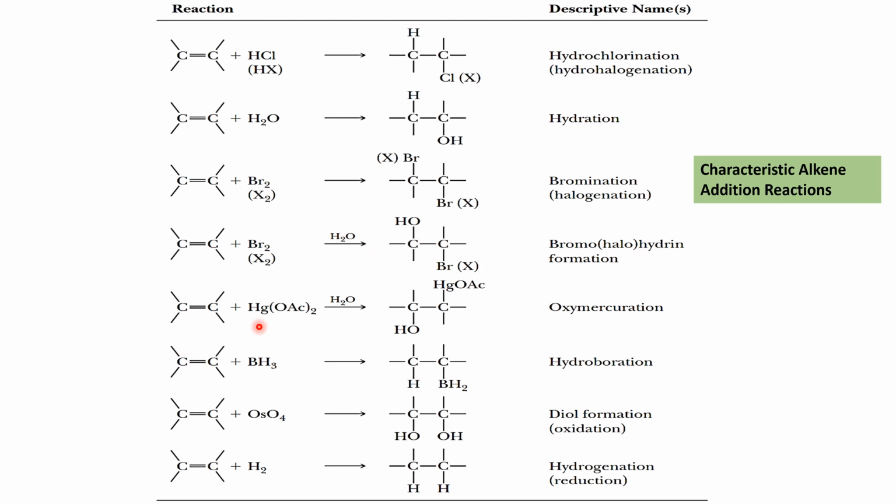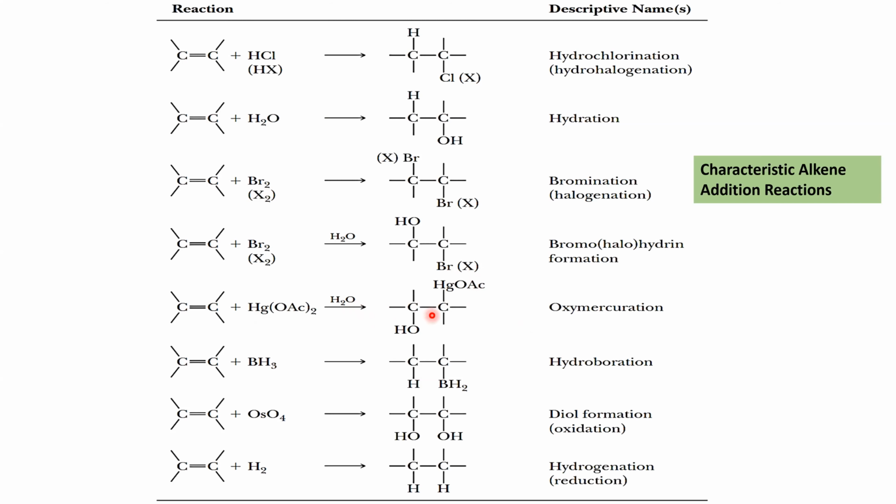Now the next one is oxymercuration, right? So in oxymercuration, we are using the mercuric acetate in the presence of the water. So this is not a single step reaction, so it involves 2-3 steps, and then we will see in our next lectures what exactly the mechanism of these kinds of reactions is.